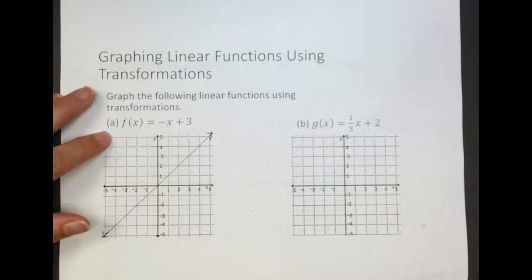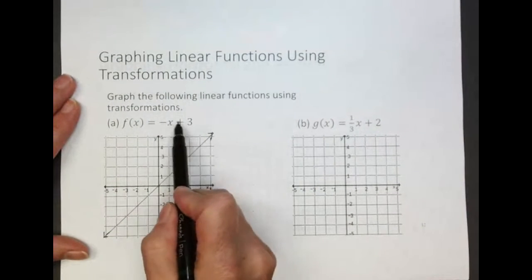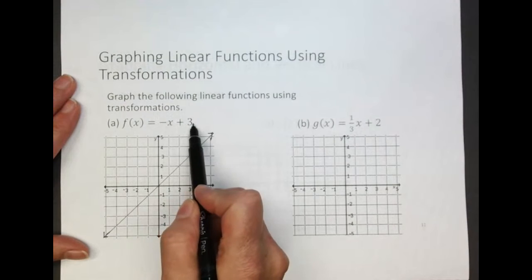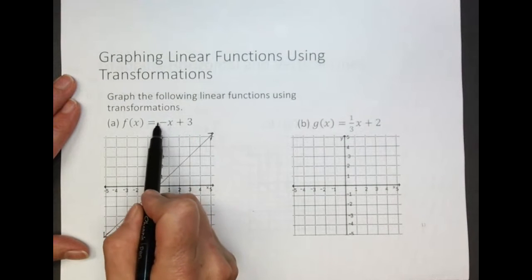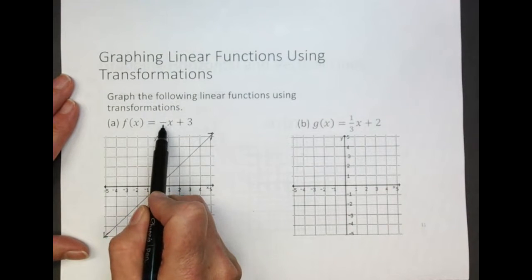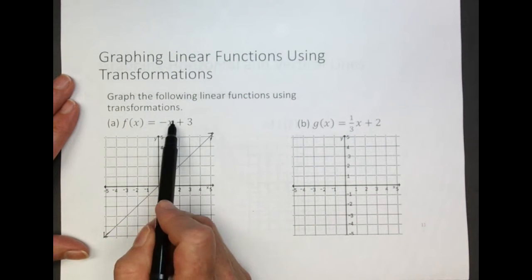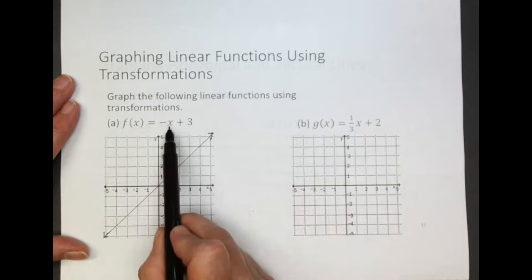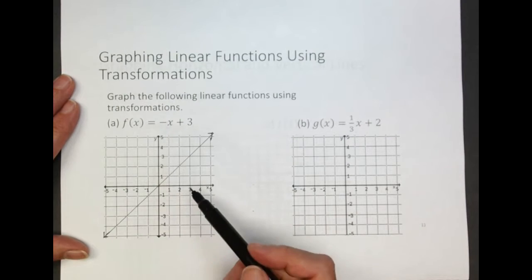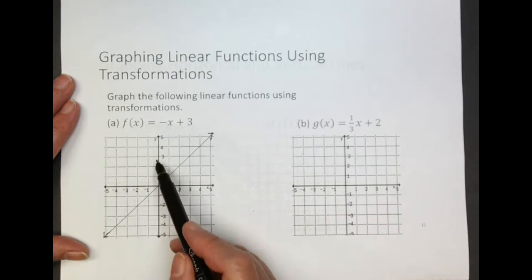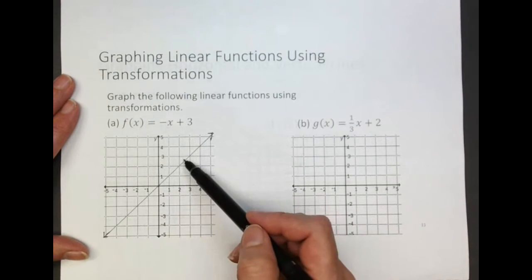What transformations are occurring here? It looks like we have 2 of them. This negative here tells us that there's going to be a reflection. Are we reflecting across the y-axis, a horizontal reflection, or are we reflecting across the x-axis, a vertical reflection?